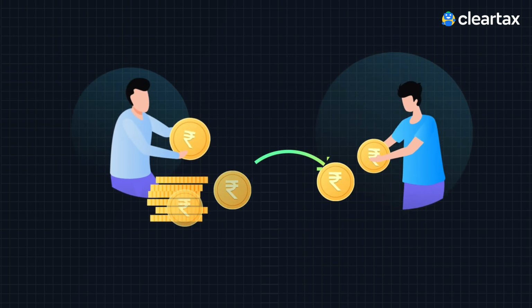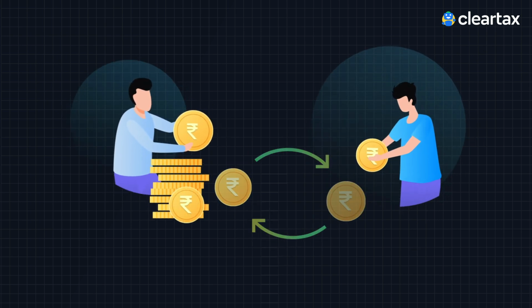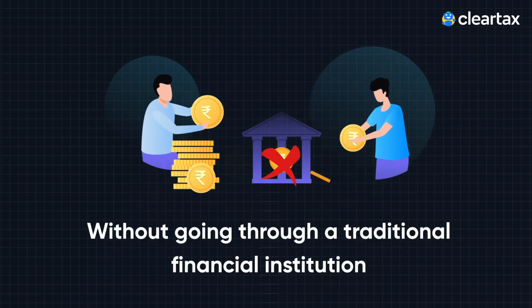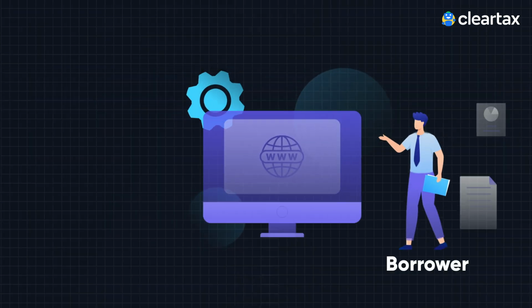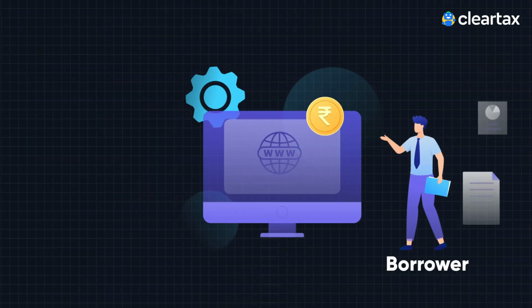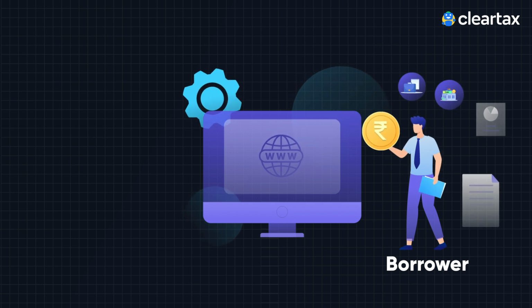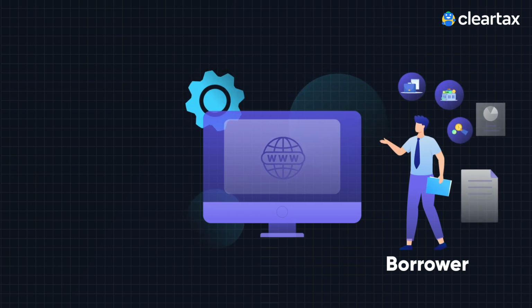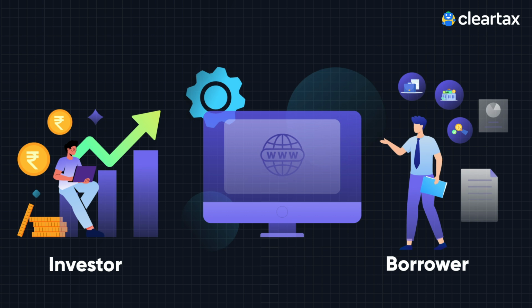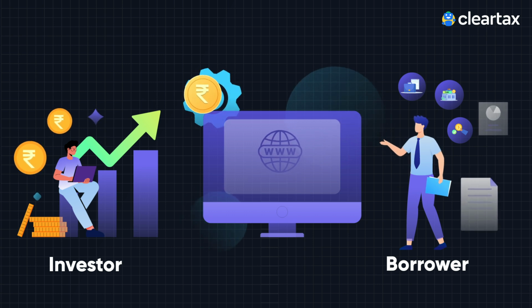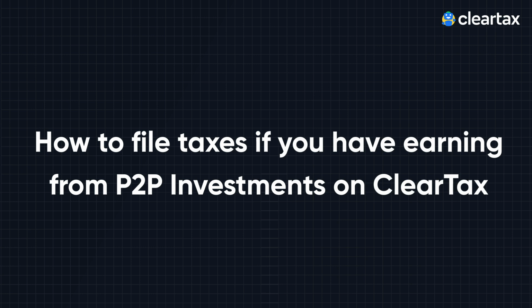P2P lending is a way for people to lend money directly to others without going through a traditional financial institution like a bank. It happens on online platforms where borrowers who need money for various reasons like starting a business, consolidating debt, or personal expenses connect with investors who are looking to lend their money for a return on their investments. Now, let's understand how to file taxes if you have earnings from P2P investments on ClearTax.